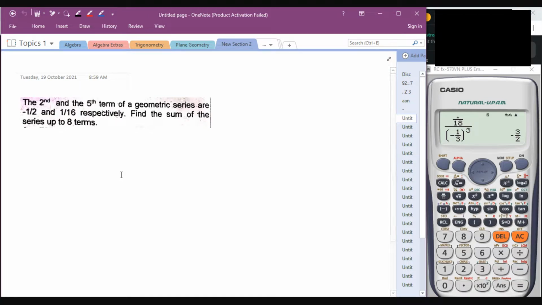Wait a moment. So for the next problem, the second and the fifth terms of the geometric series are negative 1 half and 1/16 respectively. Find the sum of the series up to 8 terms. That's your problem there. Okay, 8 terms.